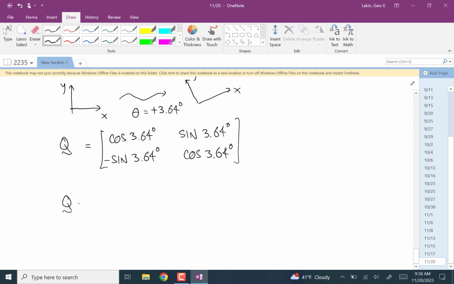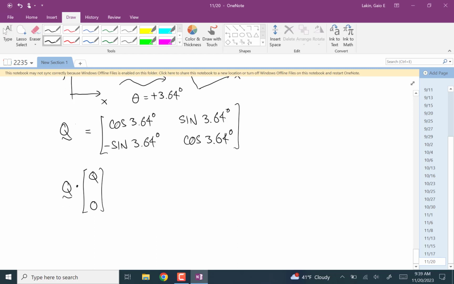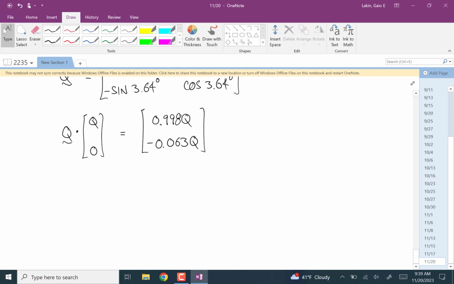So the force Q, 0, is equal to 0.998 Q, negative 0.063 Q. And 0, negative 2,000 is equal to negative 126.98, negative 1995.97.